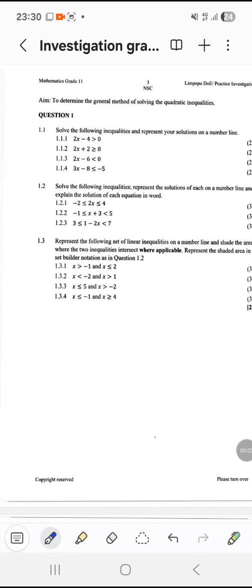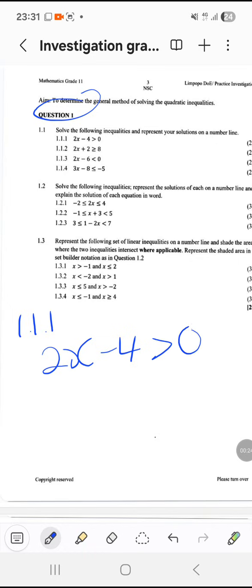Investigation at grade 11 mathematics. So let's start with question 1. Solve the following inequalities and represent your solution on a number line. Again, I'll only do maybe 2 and then you'll do the rest. So 1.1.1, we have 2x minus 4 and that inequality.